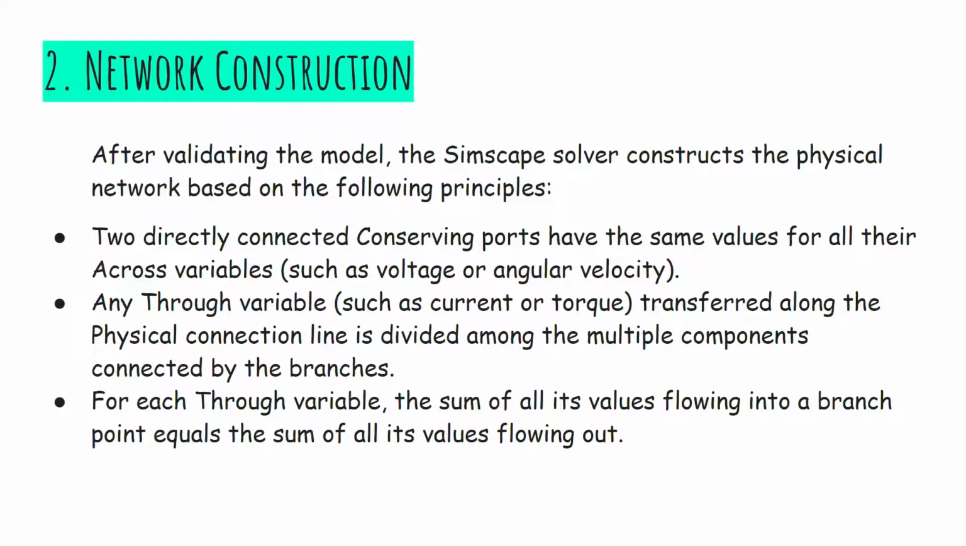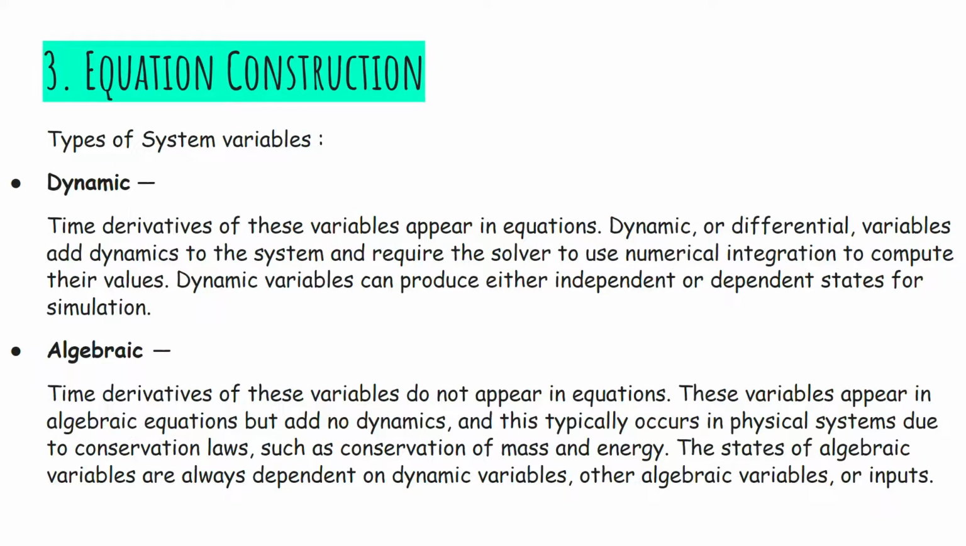Two directly connected conserving ports have the same values for all their across variables. Any true variable transferred along the physical connection line is divided among the multiple components connected by the branch. For each true variable, the sum of all its values flowing into branch points equals the sum of all its values flowing out.